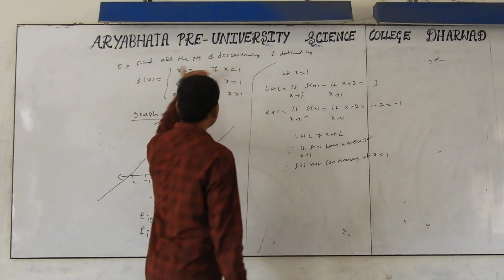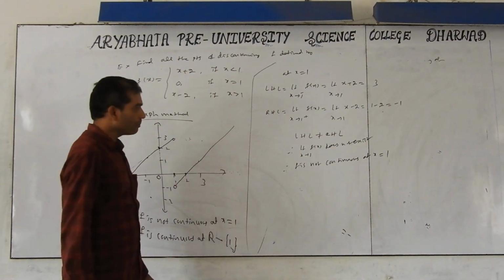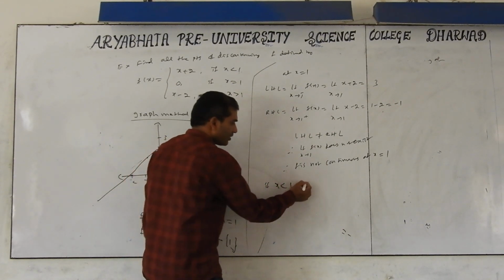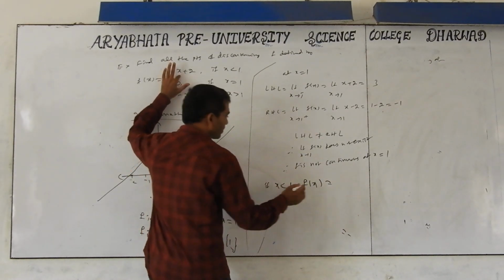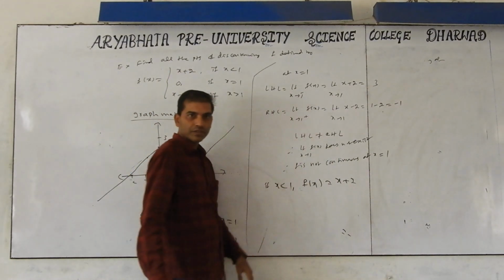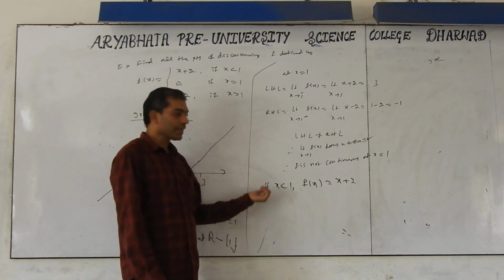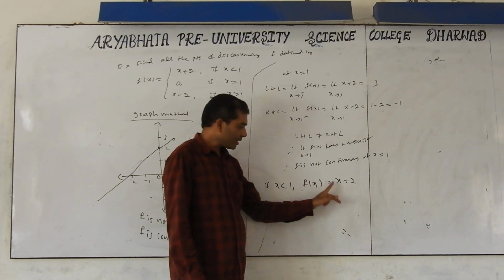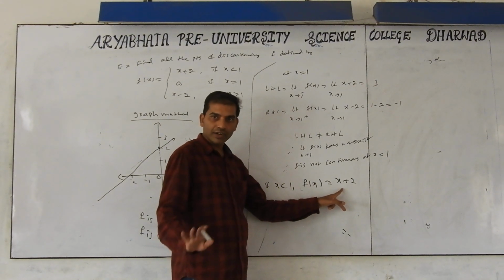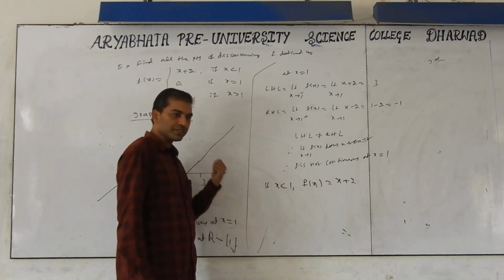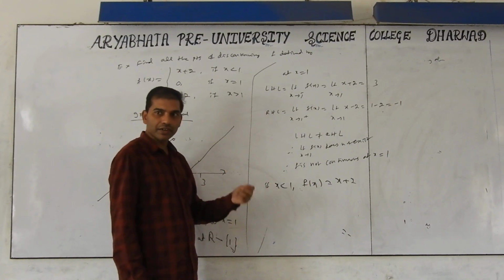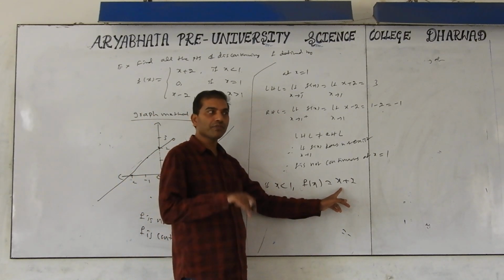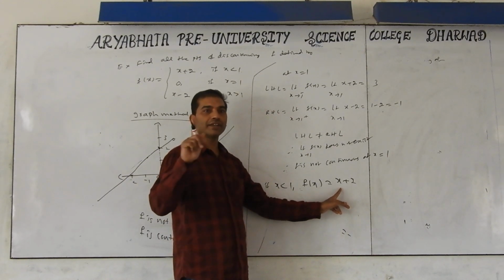What about below 1? If x is less than 1, what is the function value f of x? x plus 2. Below 1, take any one number. Is it changing here, at any point below 1? No, so below 1 it is not changing. You can take any point below 1: 0, minus 1, minus 2, minus 1.1, minus 1.2, any number. But this is not changing, so no need to find left limit and right limit. Just find the limit directly.